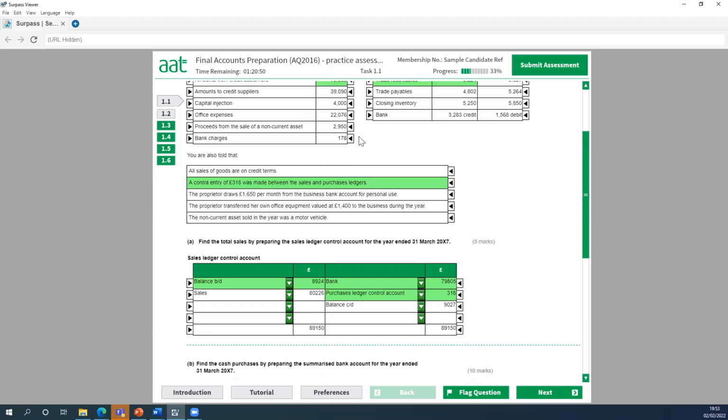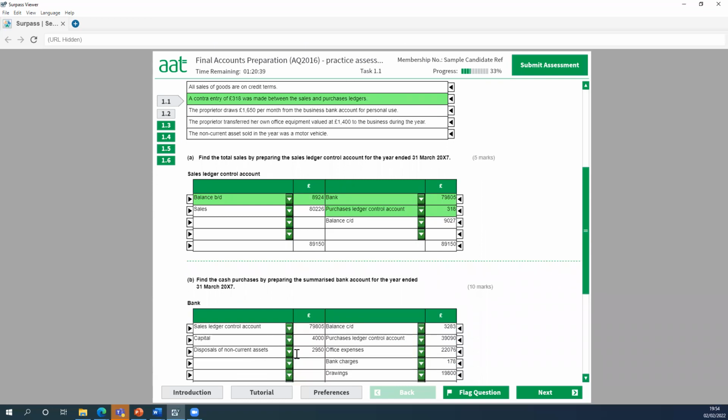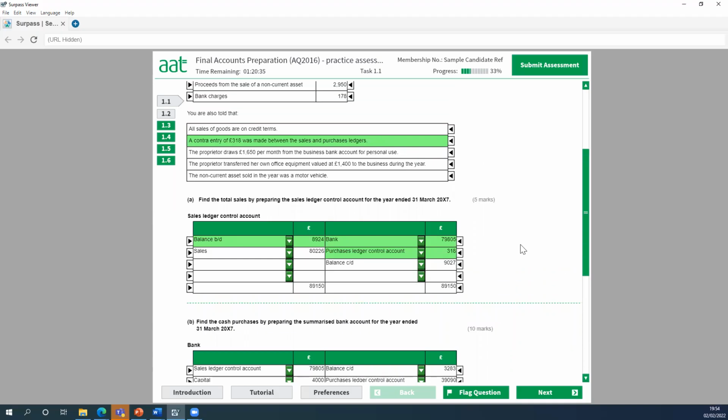What else? Proceeds from the sale of a non-current asset. So we received £2,950, so that will go into the bank. So we can see we've got the disposal of non-current assets, so we've got £2,950 from that disposal.